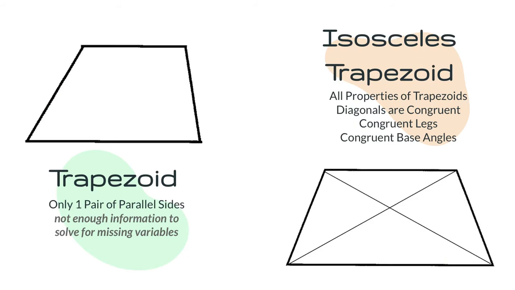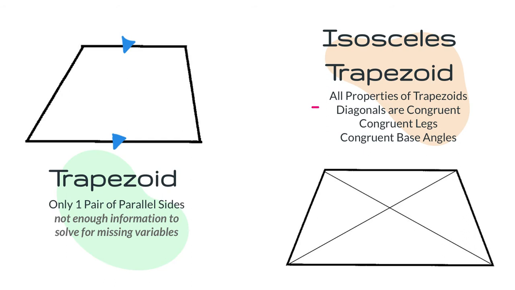The trapezoid and the isosceles trapezoid are very similar. The trapezoid has only one pair of parallel sides. And we've talked about how if the only thing we know is that something is parallel, we do not have enough information to be able to solve for something. So a trapezoid we're not going to see when it comes to solving problems, but we will see when it comes to recognizing the properties. An isosceles trapezoid, however, we will be able to use in order to solve for some missing information.